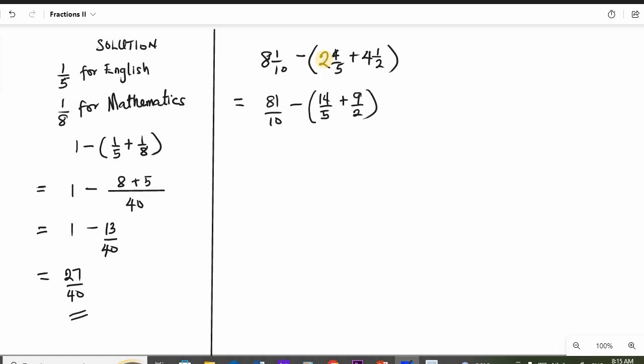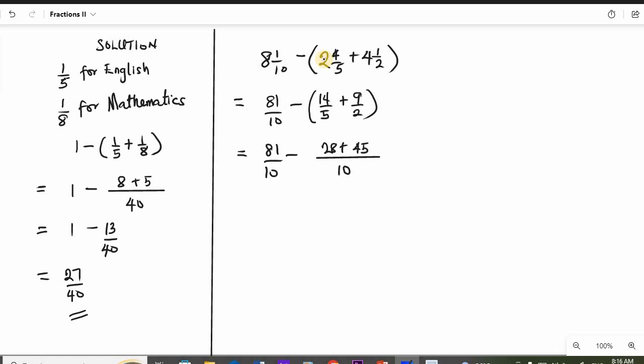Okay. So remember, in our order of operations, of course, we solve what's in the bracket first. So the LCM here is 10, and this is what? 10 over 5, that's 2. 2 times 14, that's 28. 10 over 2, that's 5. 5 times 9 is 45.